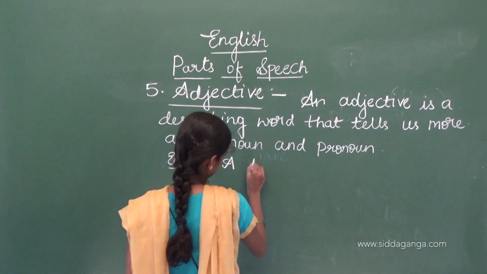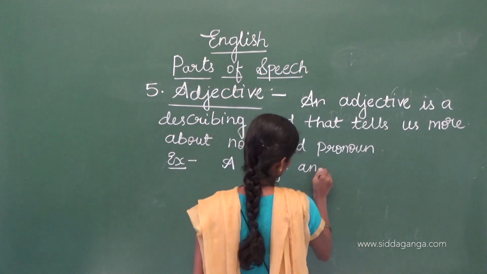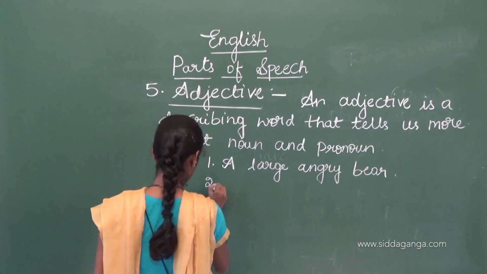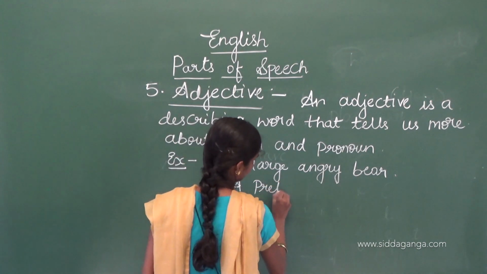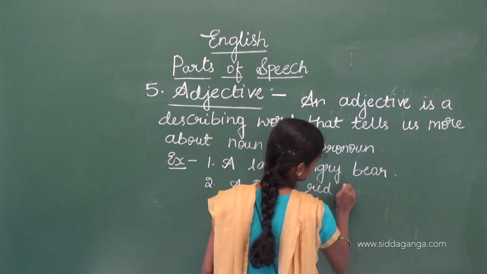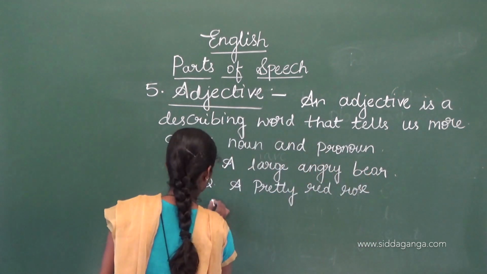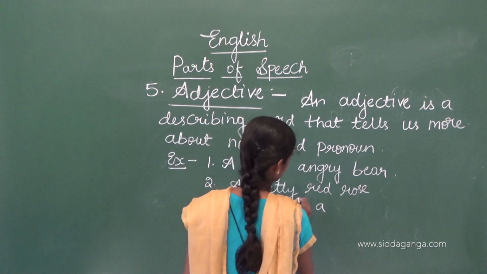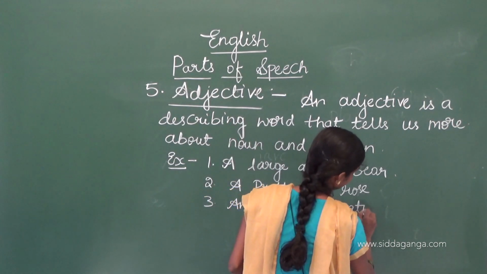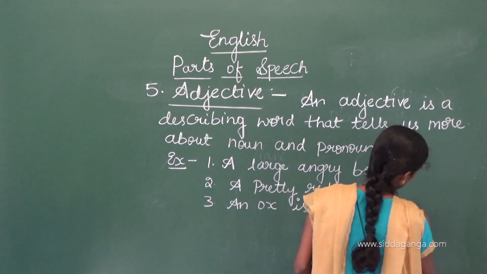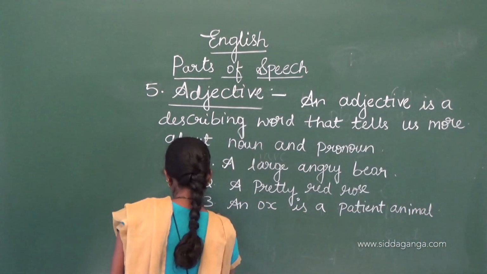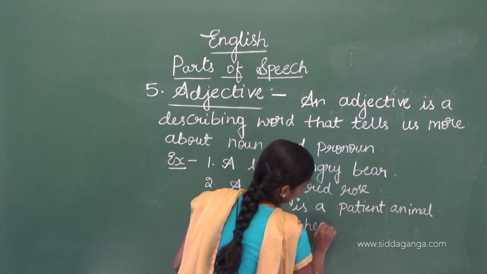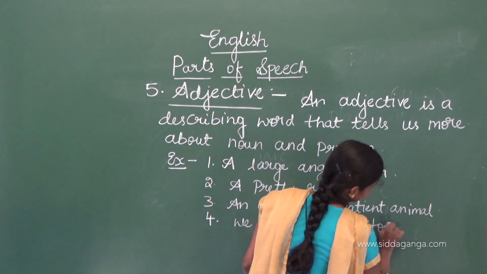A large angry bear. Okay. Second one, a pretty red rose. Third one, an ox is a patient animal. So fourth one, we eat healthy food.